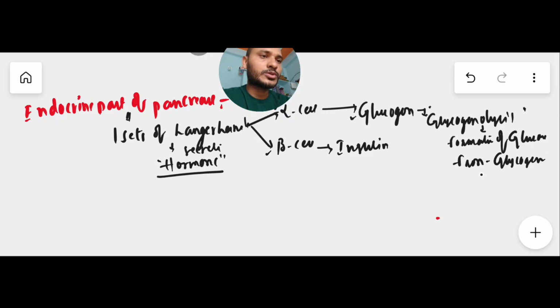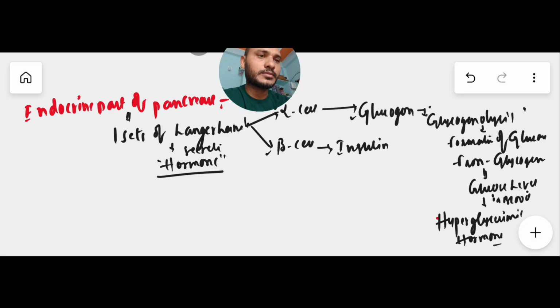So due to formation of glucose, the glucose level in blood will increase. If glucose level in blood increases, then this type of hormone is called a hyperglycemic hormone. Hyper means more. So here the hyperglycemic hormone is glucagon, because it helps increase glucose level in blood.